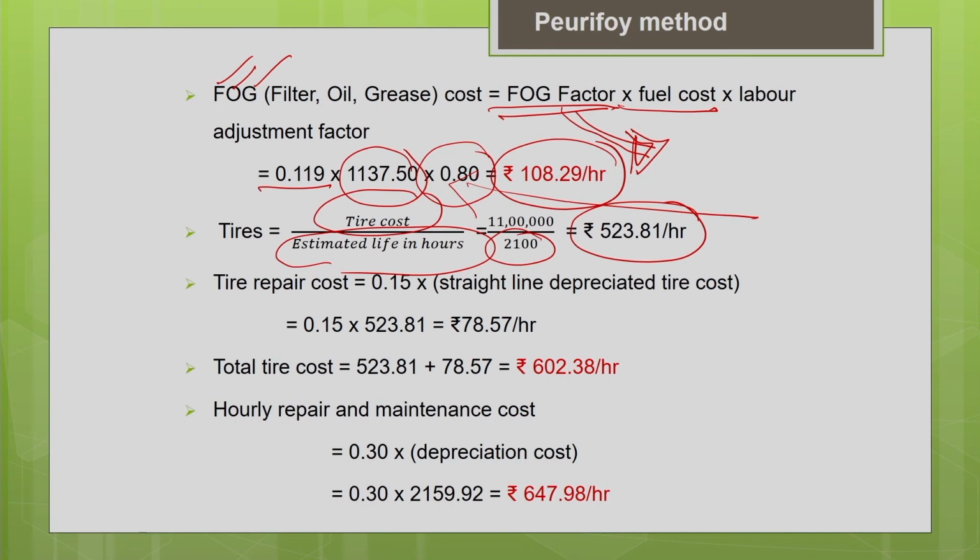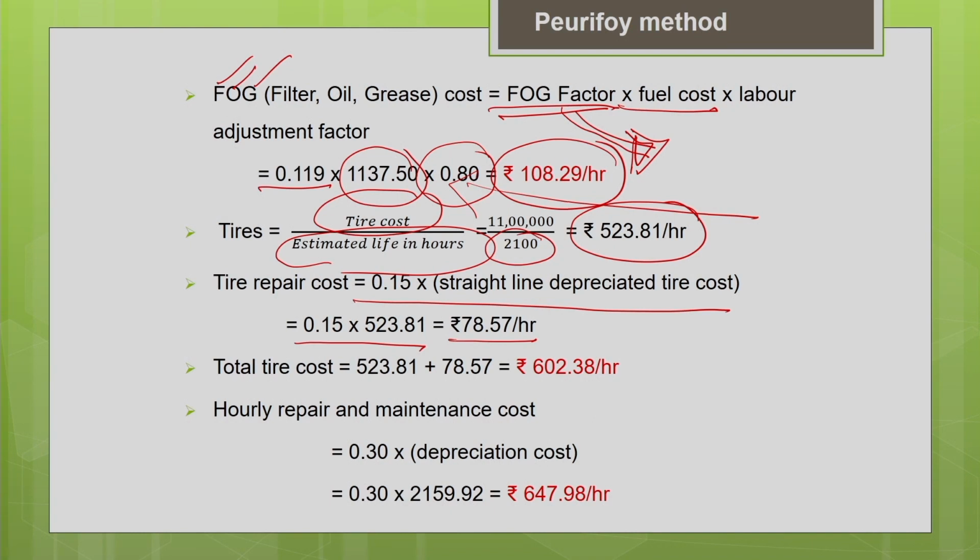Now, calculate the tire repair cost as 15% of the straight line depreciated tire cost. So this is also given in the question. If it is not given in the question, you can assume the tire repair cost as 15% of the tire cost. 0.15 into the tire cost, 523.81, gives you 78.57 per hour.